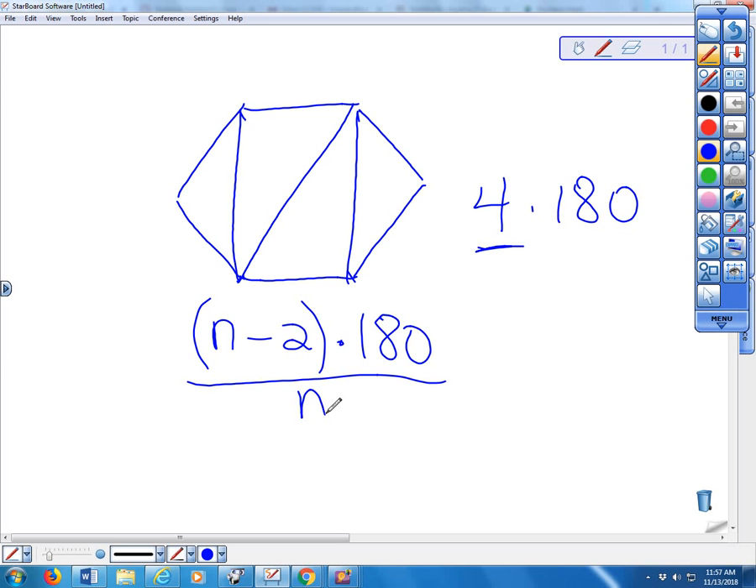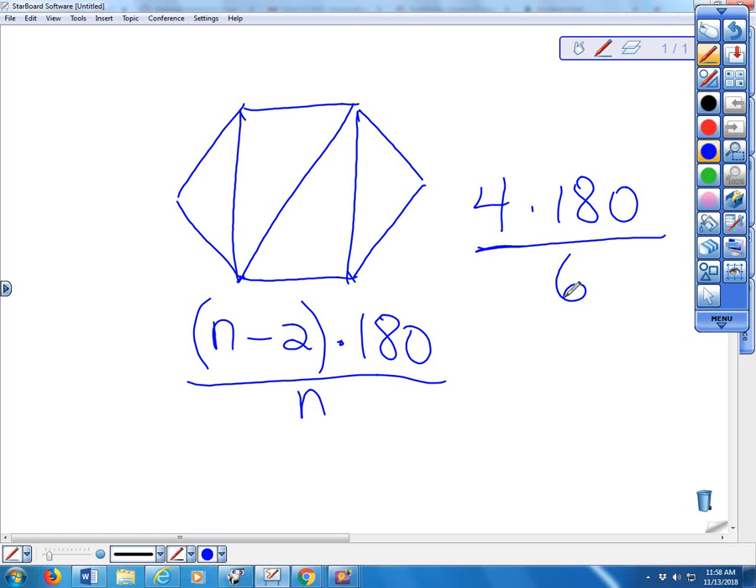In a hexagon, we've already said the total sum is 180 times 4, 720. Then I divide that by 6, because that's how many angles there are. So each angle is what? What's 720 divided by 6? What's 72 divided by 6? 12. Add a 0, 120 degrees. So in a regular hexagon, each angle is equal to 120 degrees.